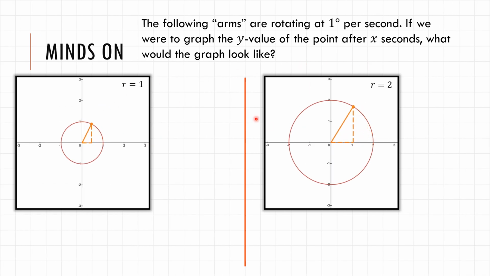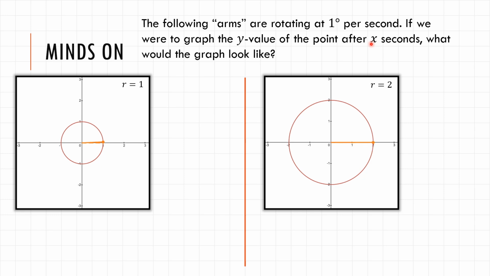To start off, take a look at these two diagrams. Here we have two arms that are rotating around a center, and they're rotating at 1 degree per second, but obviously it doesn't look like that. In this case, just pretend that the video is sped up. And what if we wanted to graph the y value of this point after x seconds? What do you think that graph might look like?